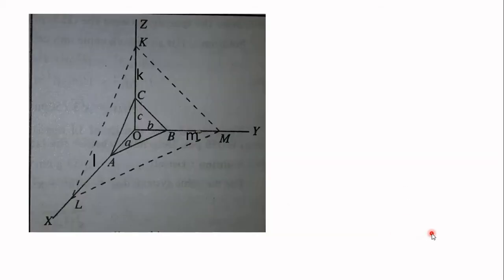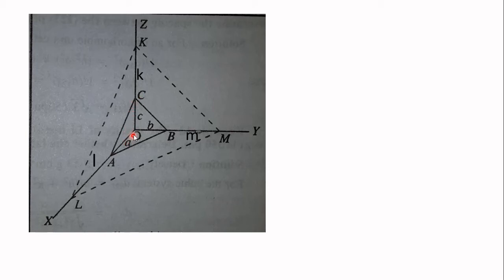Now let us try to analyze them. See, here I have taken a crystallographic axis. It is the x axis, the y axis, and the z axis. Here I am considering a plane, a unit plane indicated by A, B, C. That means the plane cuts the x axis at the point A, the y axis at the point B, and the z axis at the point C.